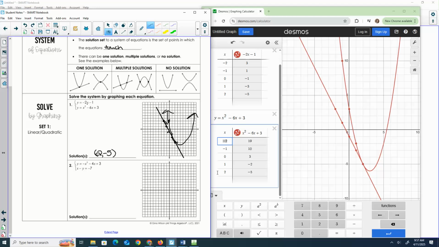So that might be handy if, on all those graphing parabolas that we've done, you are a person that struggles with putting them in the calculator and getting the right answer, you could use Desmos to get the actual table of values for it. All right.